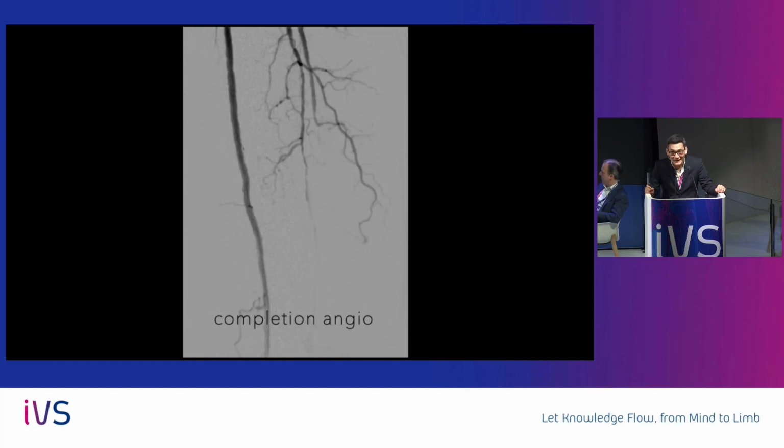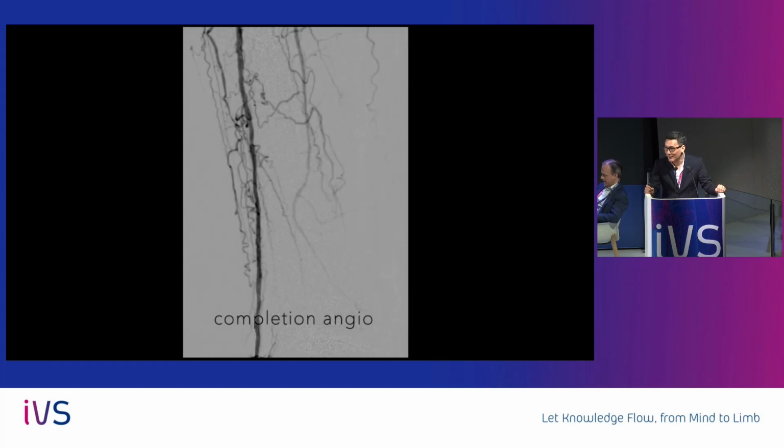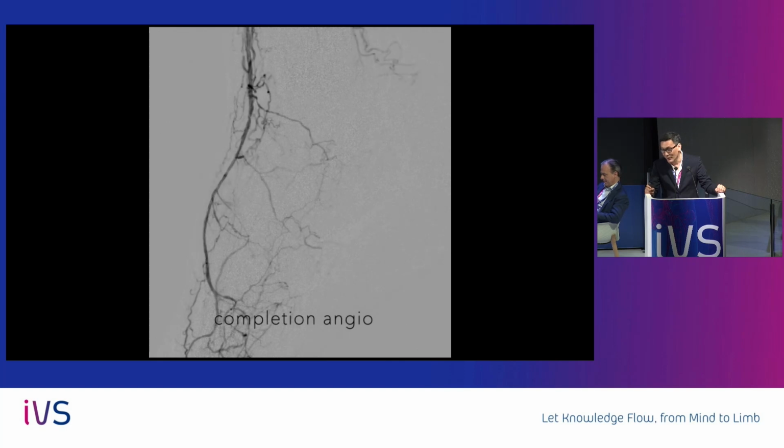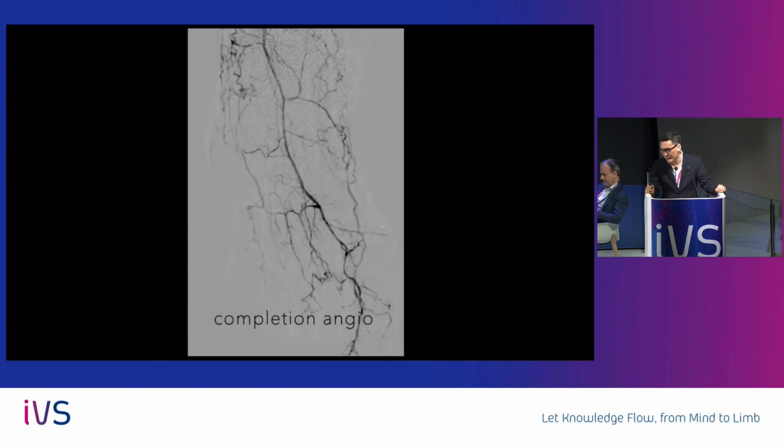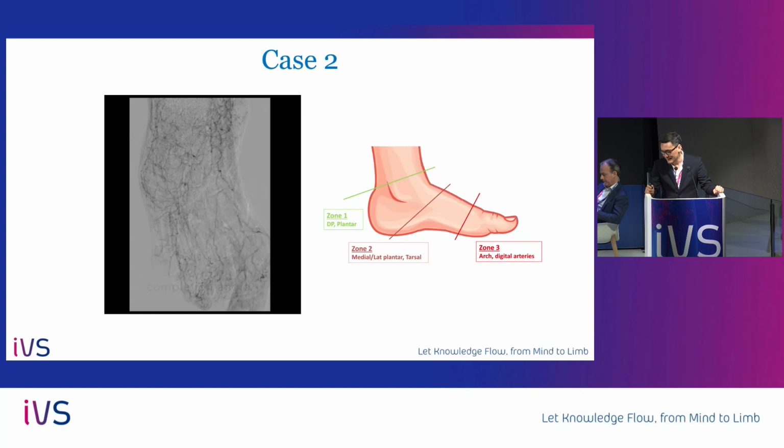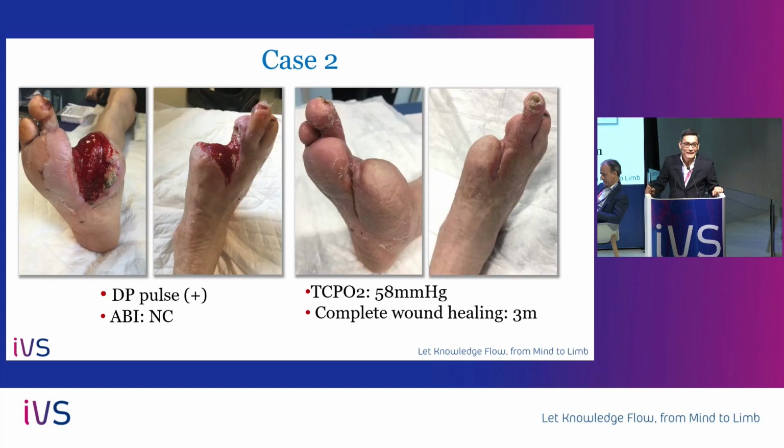And look, nice breeze flow at the level of the foot. Not only on the lateral view, but also in the AP view. This is the wound blush. And this was the clinical outcome. We achieved complete wound healing, again, 3 months later, TCPO2 up to 60 millimeters of mercury. This is cool, isn't it?